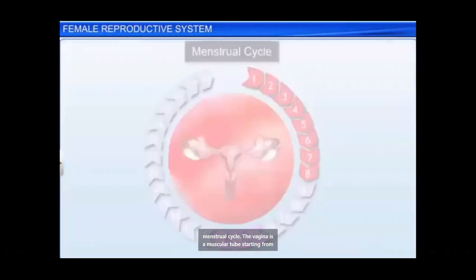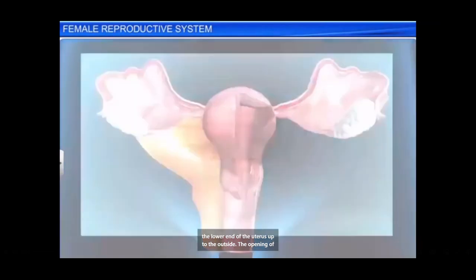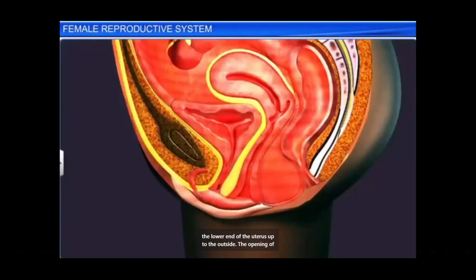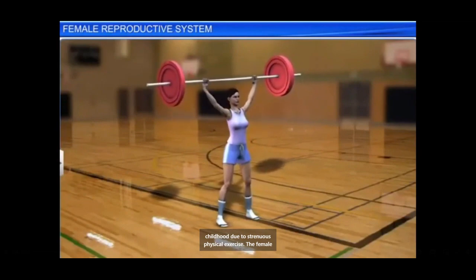The vagina is a muscular tube starting from the lower end of the uterus up to the outside. The opening of the vagina in a young female is partially covered by a thin membrane called the hymen. The hymen is frequently ruptured in childhood due to strenuous physical exercise.